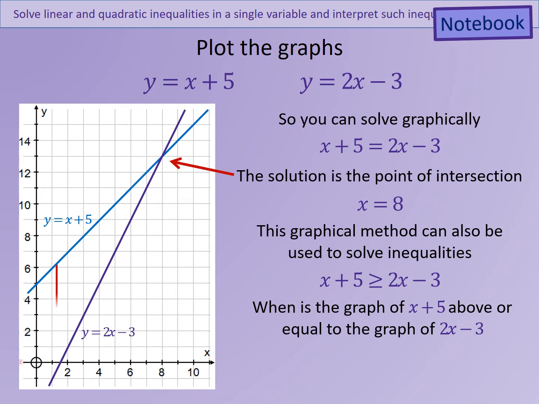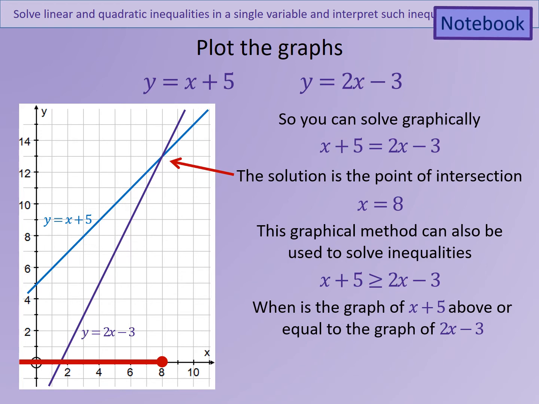So I'm now going over to my graph and I'm looking to see whereabouts the light blue graph is higher up than the purple graph. And these red arrows are showing you exactly where that is. So all up until the point of the intersection, the graph of x + 5 is above the graph of 2x - 3. And you can see that the red line along the bottom x-axis is indicating where the values of x are that we want, the ones that are working, the ones that are important to us.